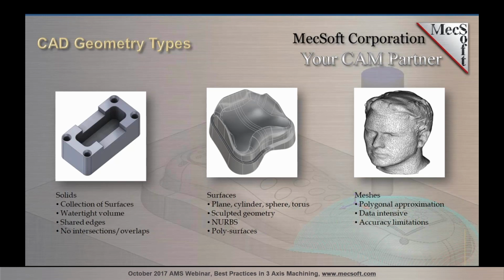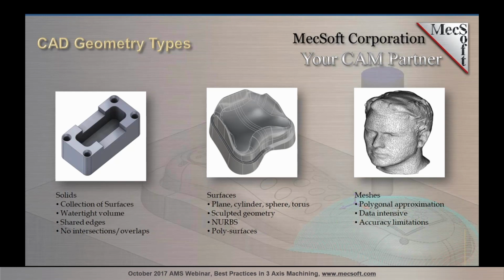Solids are created by CAD systems such as SolidWorks and Alibre Design, and a solid is a collection of surfaces which is a watertight volume, and the mating surfaces share edges with each other so that there are no gaps. And so a solid model is probably the most accurate representation of the geometry if it is available for you to start for your machining process.